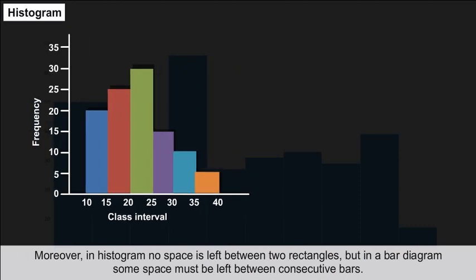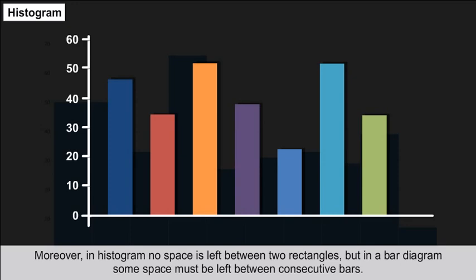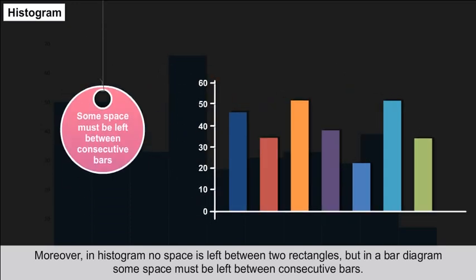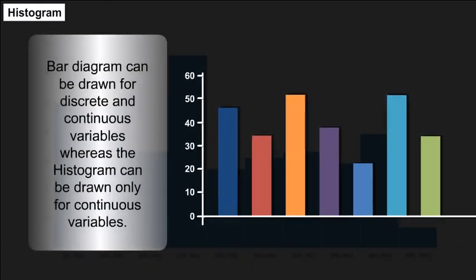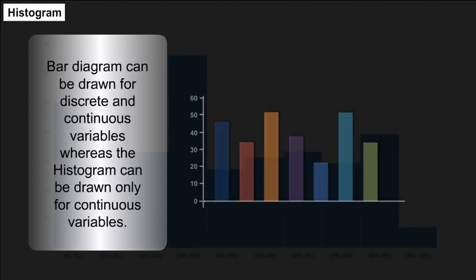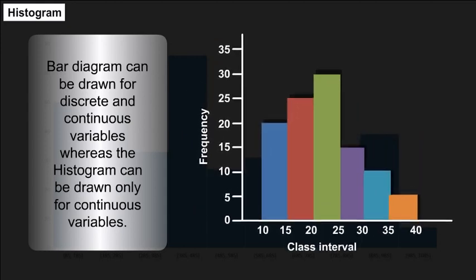Moreover, in a histogram, no space is left between two rectangles, but in a bar diagram, some space must be left between consecutive bars. Bar diagrams can be drawn for discrete and continuous variables, whereas the histogram can be drawn only for continuous variables.